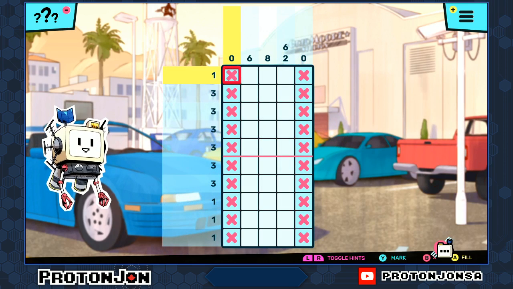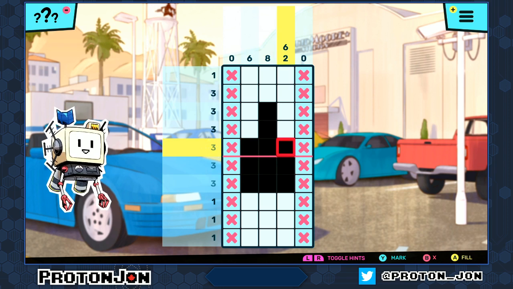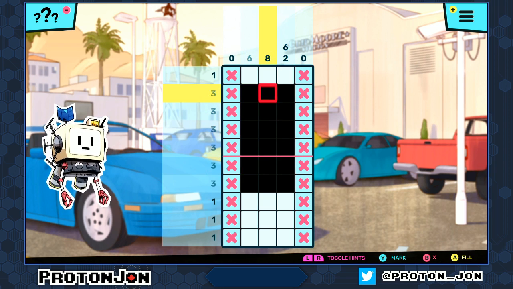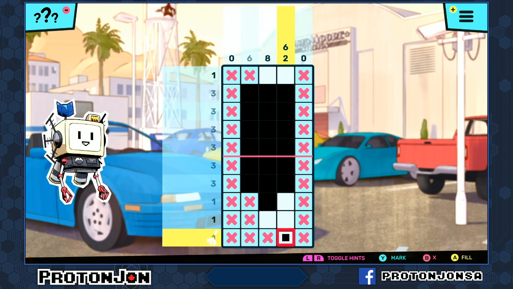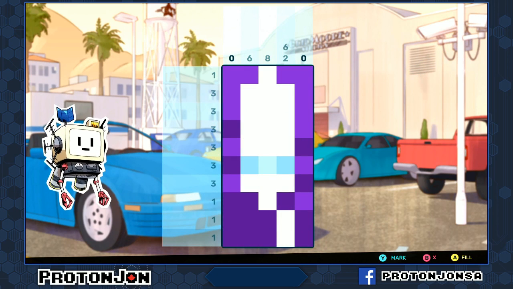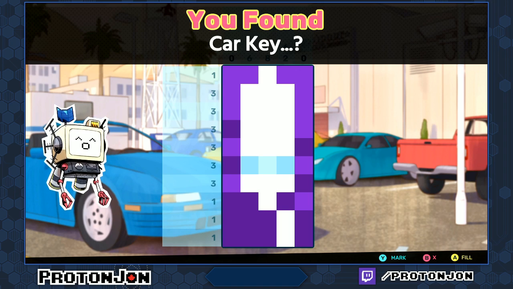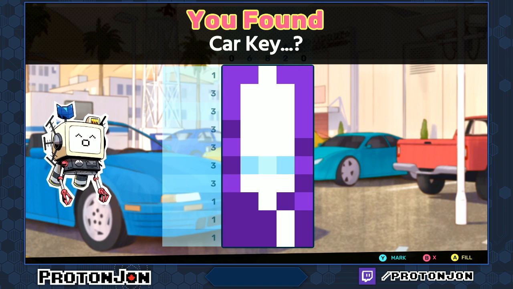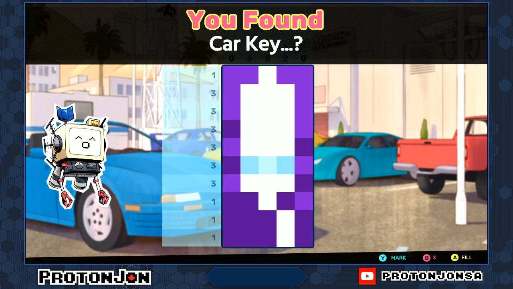Puzzle start. All right. Let's make a puzzle. Ta-da! That's... You found car key? I don't know if I want to know what that actually is. Is this a Picross visual novel mystery game? It sure is, Relic. And it came out yesterday.